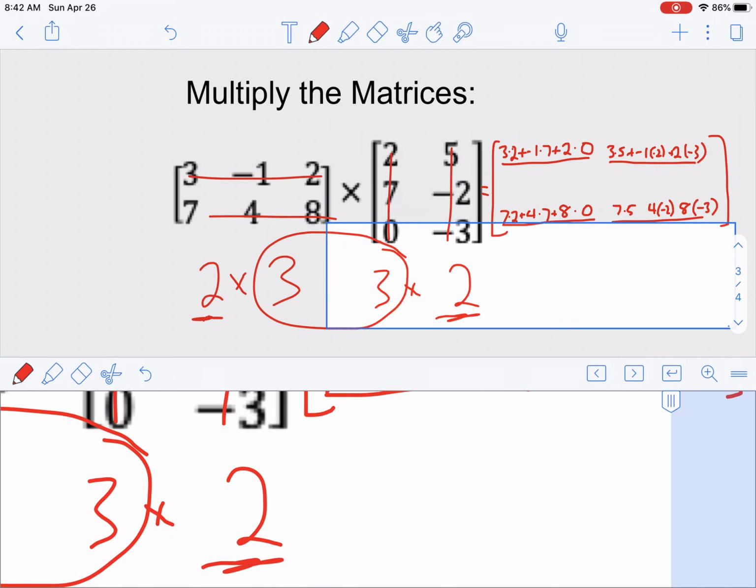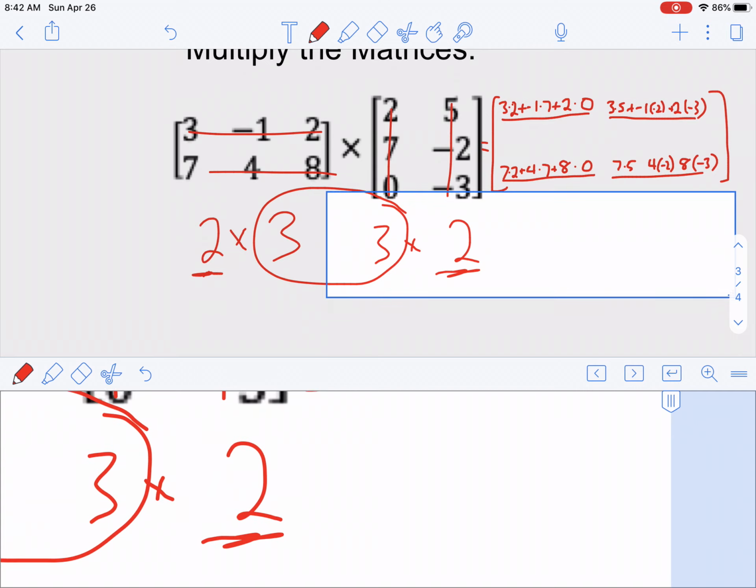And now we clean this up a little bit. 3 times 2 plus -1 times 7 plus 2 times 0. And you can grab a calculator for that if you want, or if you can do it mentally, that's fine. So 3 times 2 is 6, plus -7 is -1, and that's 0, so -1 is what's going to go here.